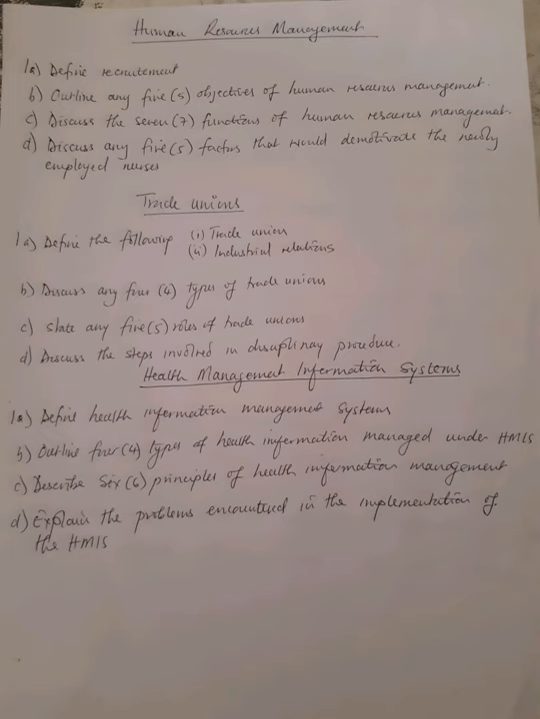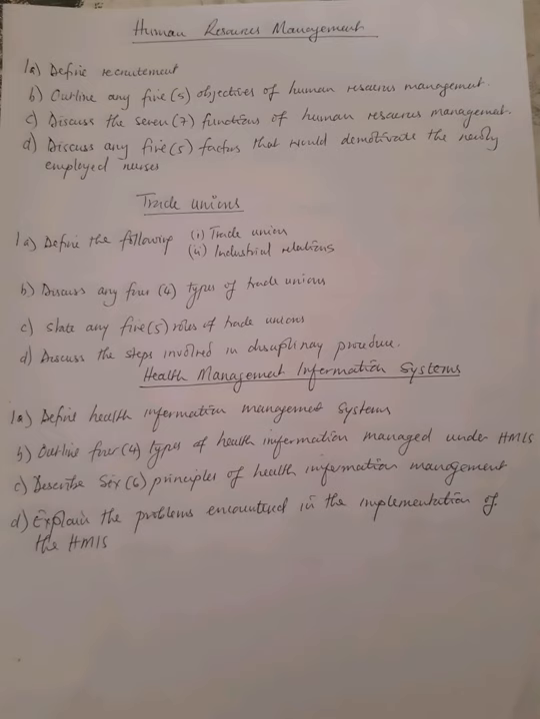Let me give you a simple definition. Health information management system is a system designed to manage healthcare data. This includes systems that collect, store, manage and transmit a patient's electronic record, a hospital's operational management, or a system supporting healthcare policy decision.